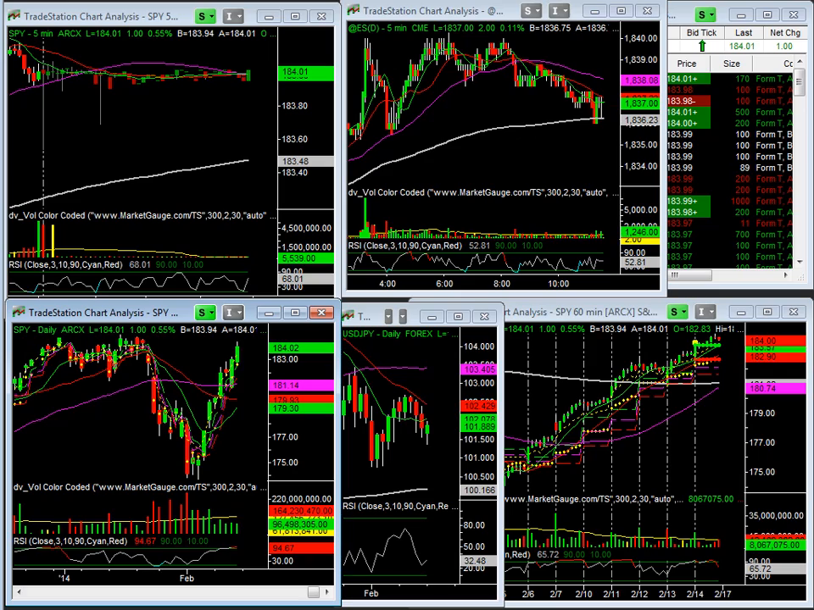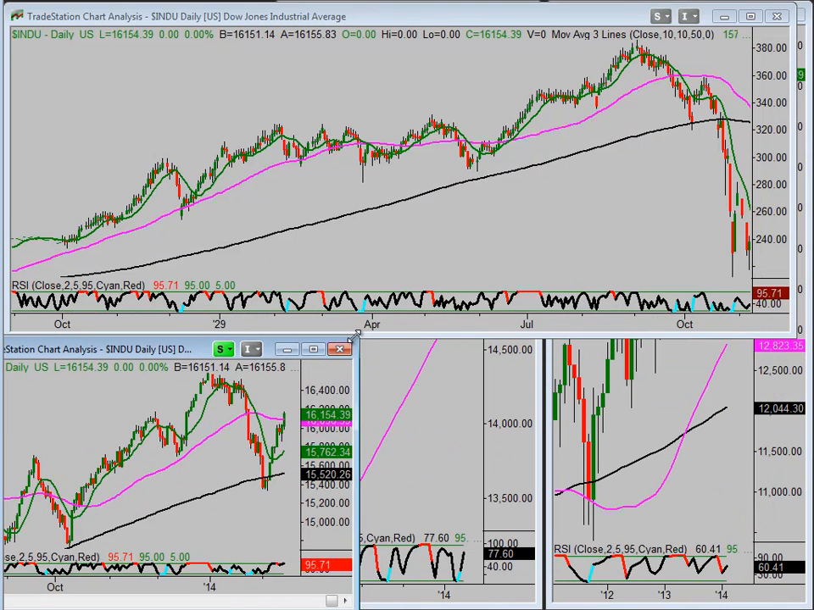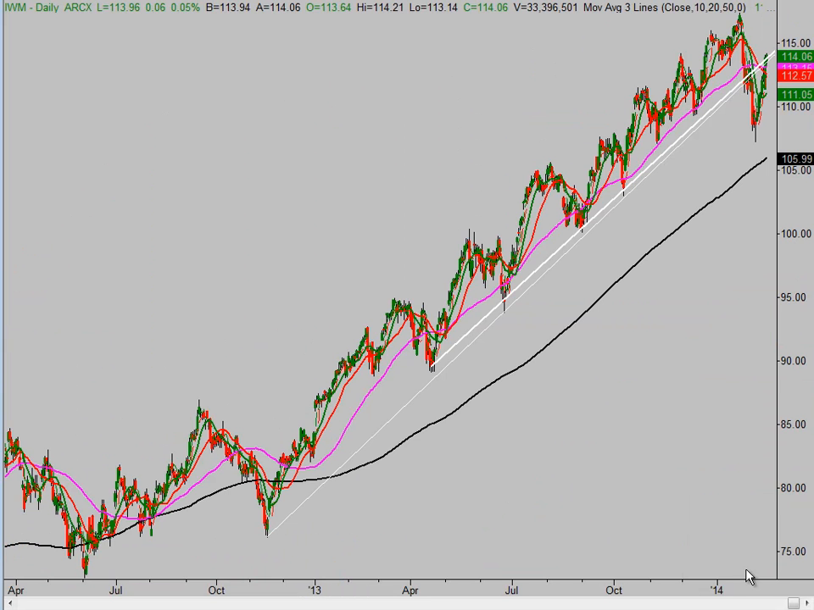And I am going to focus our attention, here we go, on what I think is probably the most important chart right now in the four major indexes, those being the SPYs, the Dow, the S&P, and the IWM. So we're looking at the IWM.